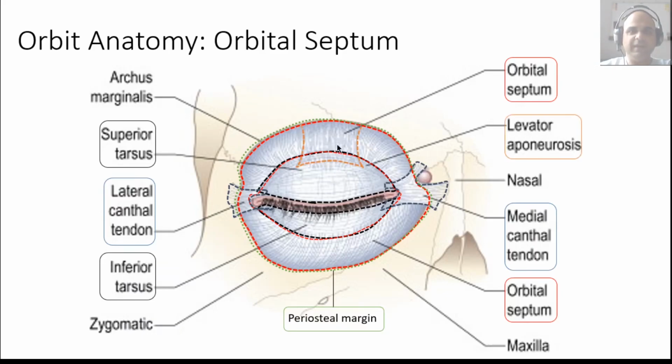And finally, we have the fibers of levator palpebrae superioris coming in to attach to the upper lid skin as well as the tarsal plate by piercing through the orbital septum. We'll talk more about levator palpebrae superioris when we talk about ptosis.